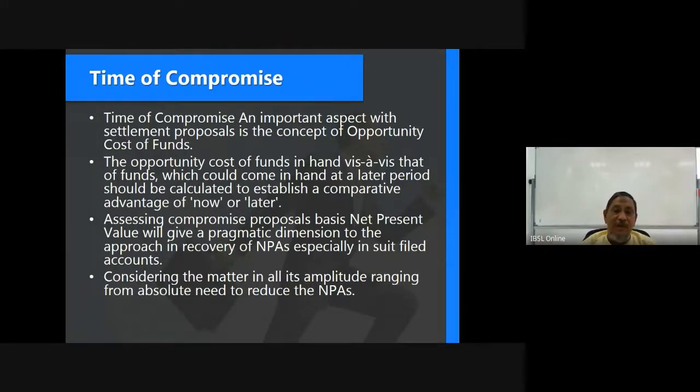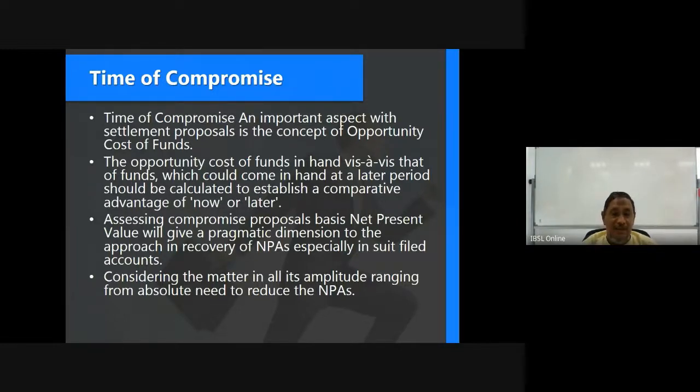Or spending all the money on legal fees and other things, everything, the time value of money, and whether it is an advantage to go for a settlement now or go for legal action and recover later. That's called the concept of time compromise. Assessing compromise proposals based on net present value will give a pragmatic dimension to the approach on recovery of NPAs, especially in suit-filed accounts.